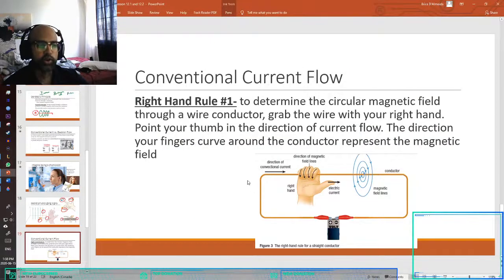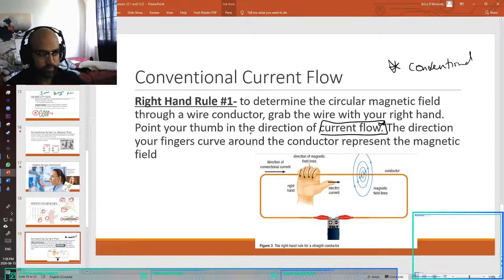Okay, so we call it the right-hand rule. When we talk about a circuit, in order to figure out how a moving charge creates a magnetic field, first of all, when we're doing the right-hand rule, we work with the conventional current flow. So I'll put a little star. We're talking about conventional. If you want to do electron flow, you will have to use what's called the left-hand rule.